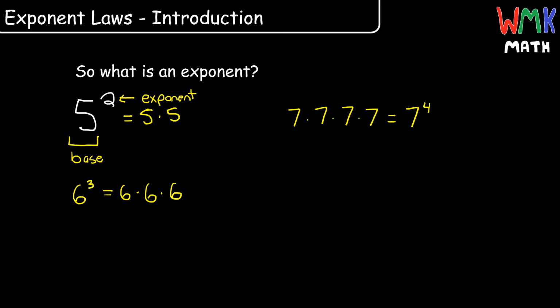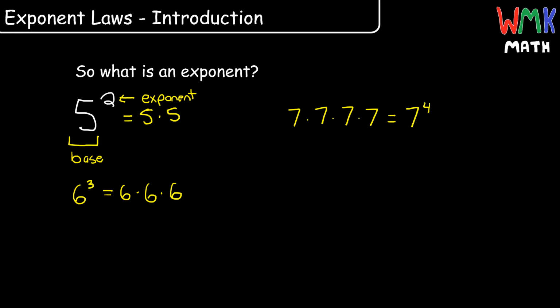Writing things in exponent form is actually pretty neat. It actually makes math a lot cleaner instead of repeatedly writing 7s all the time. This is really cool, and you don't want to be writing lots of things. Math is supposed to be a clean subject, which is why writing things in exponential form is really cool.